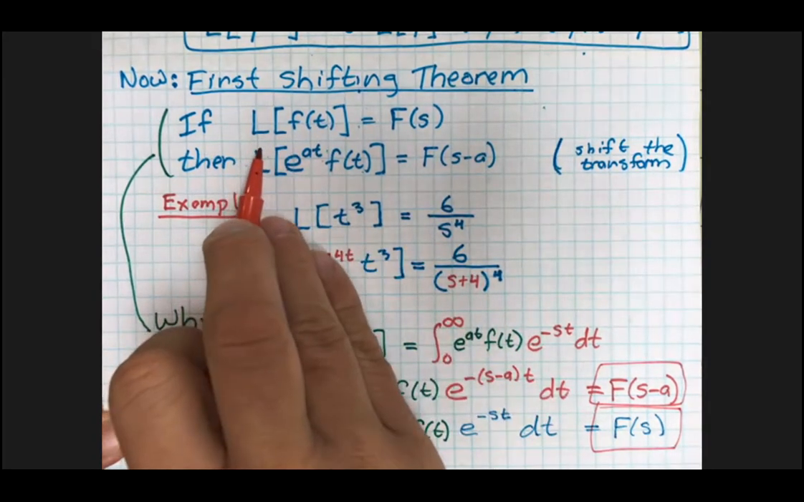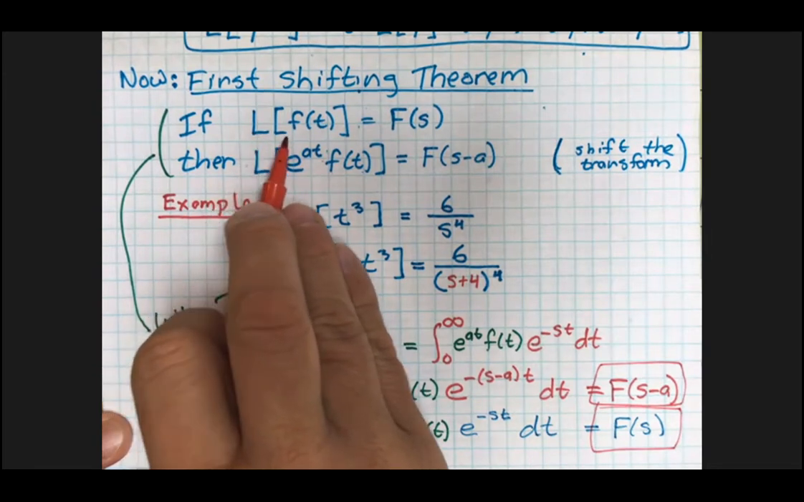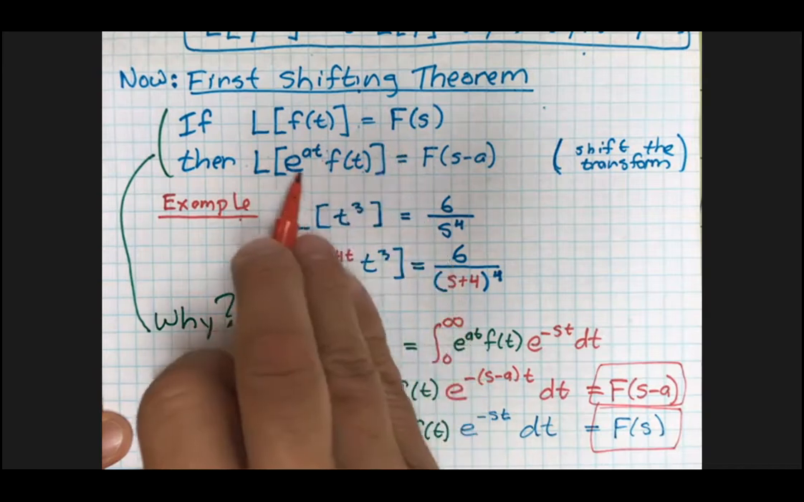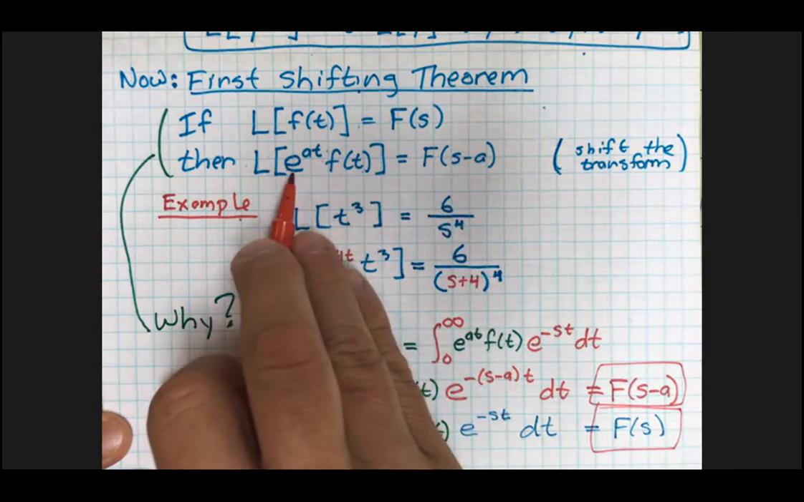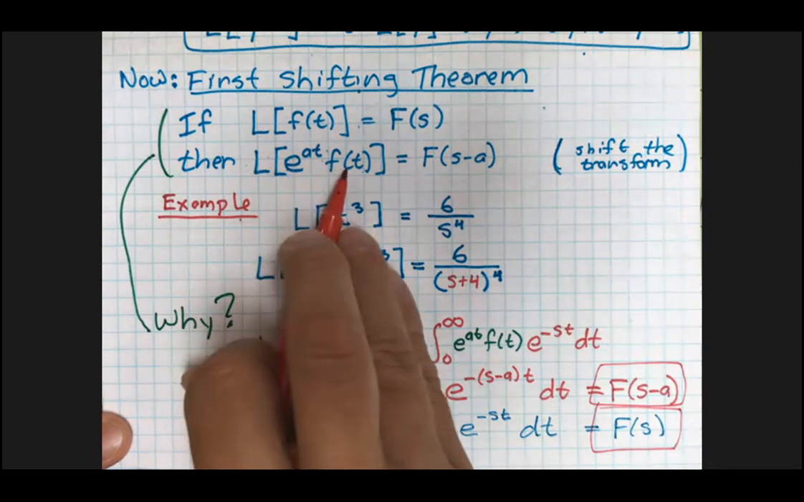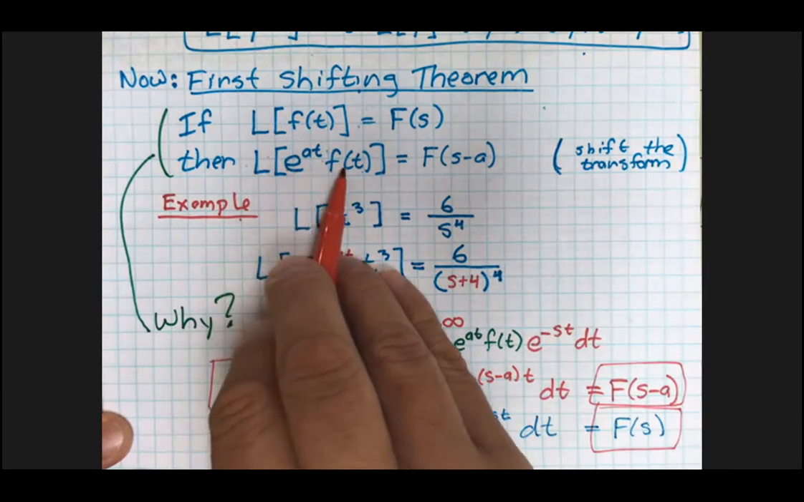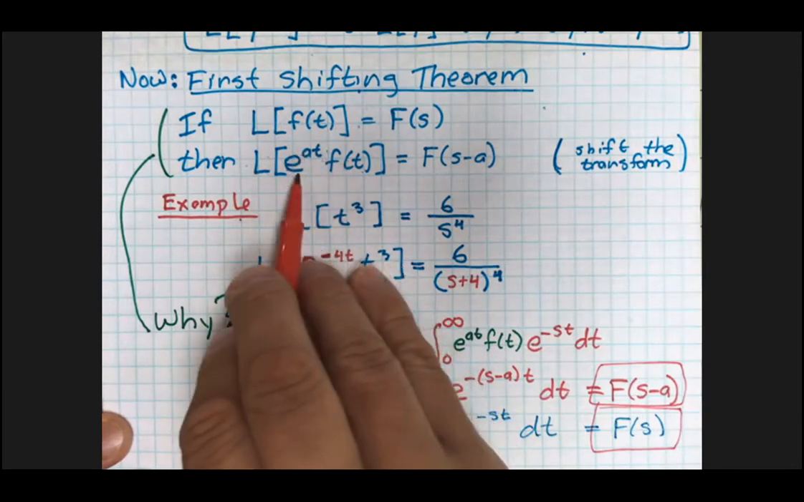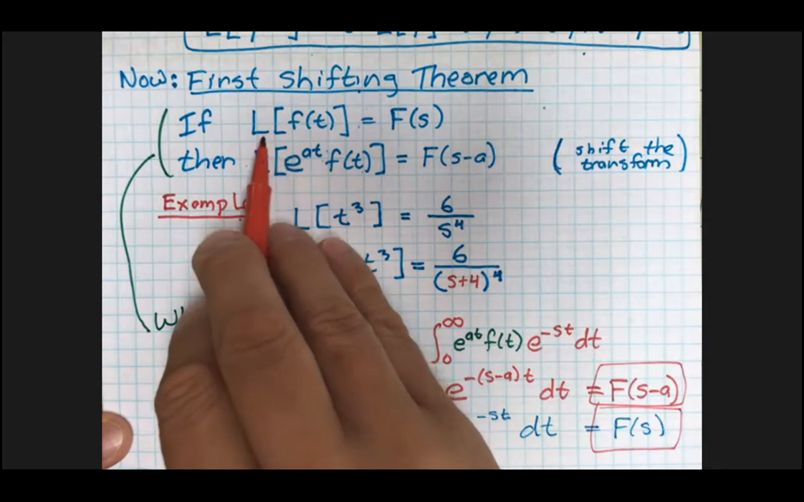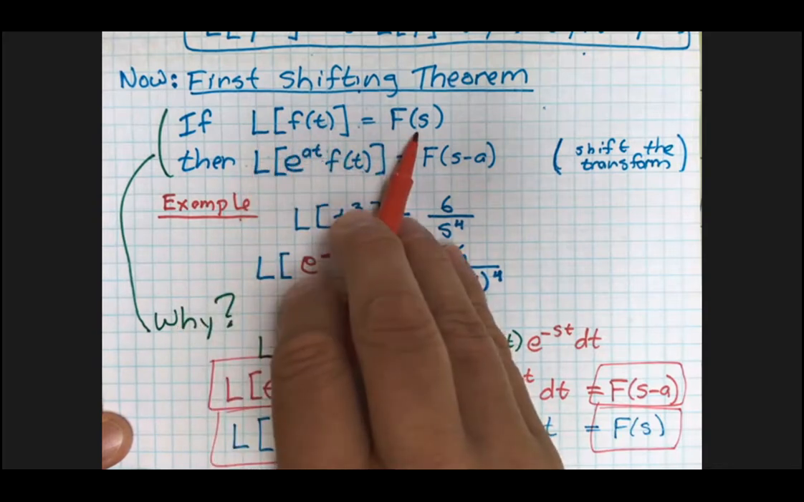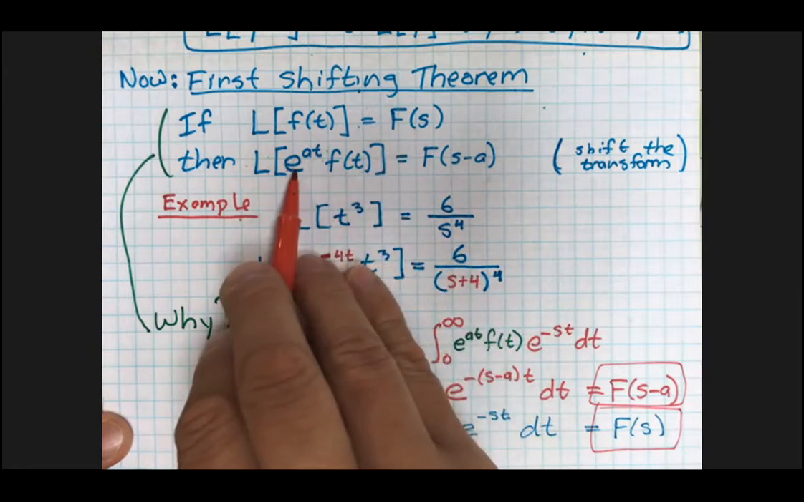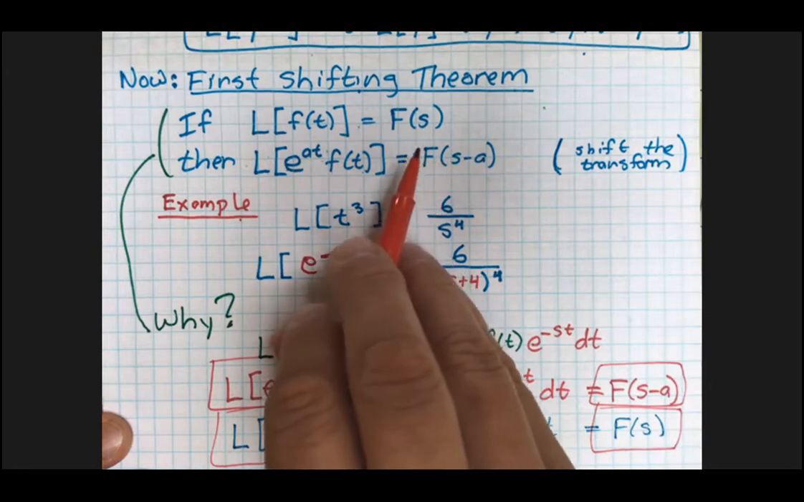And say it to yourself in English. Practice saying it to yourself in English. If you know the Laplace transform of a function well, then wrapping that function in an exponential shifts the transform. Putting this exponential out front is like using it as a magnifier or as an amplitude of this function. That's actually the logic behind the transform in general. So I'm wrapping f of t in e to the at, for example. So if the Laplace transform of f is known, then wrapping f in an exponential just shifts the transform. That's how you say it to yourself in English.